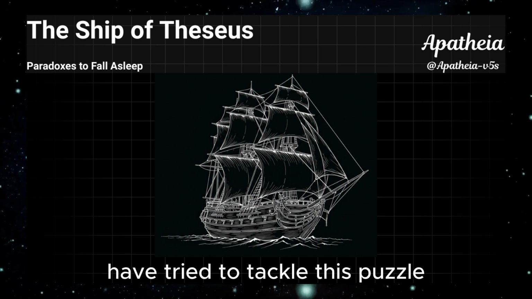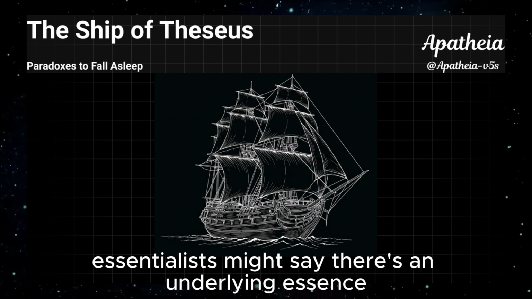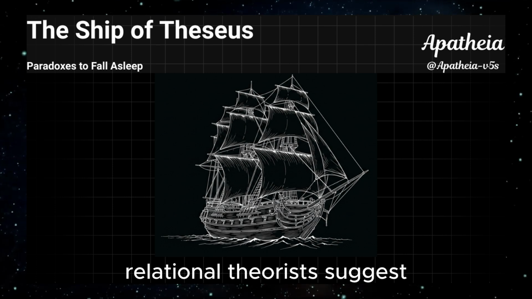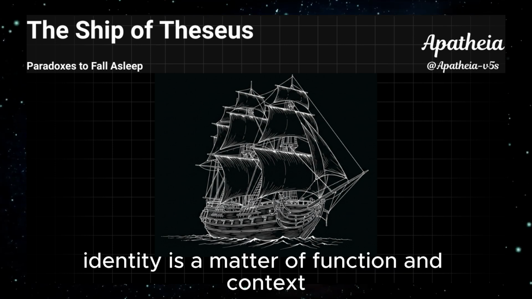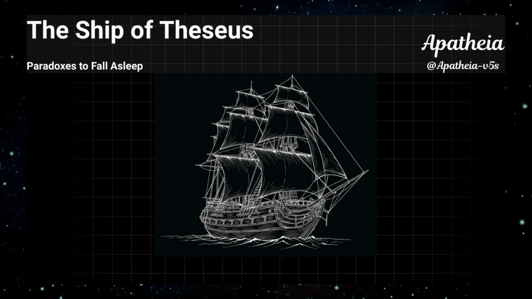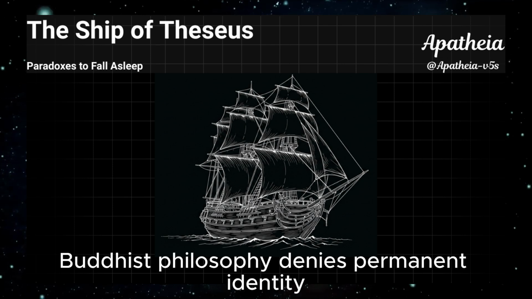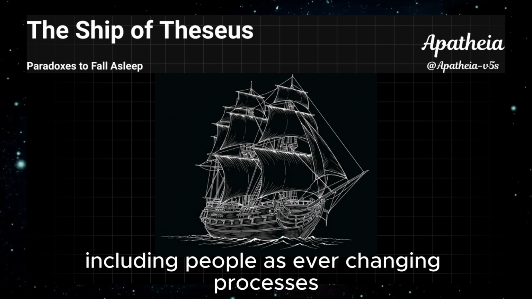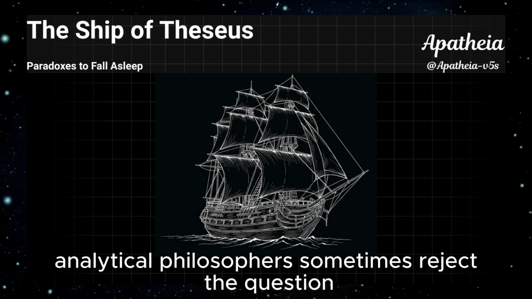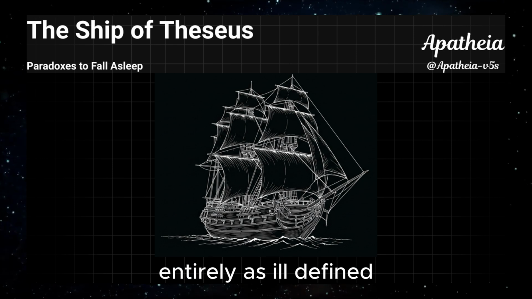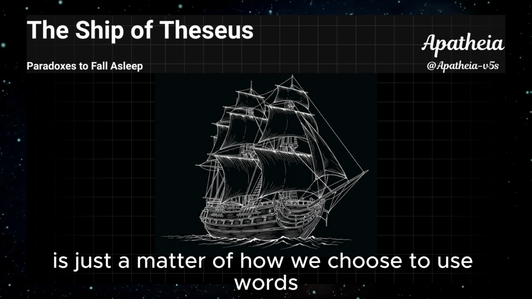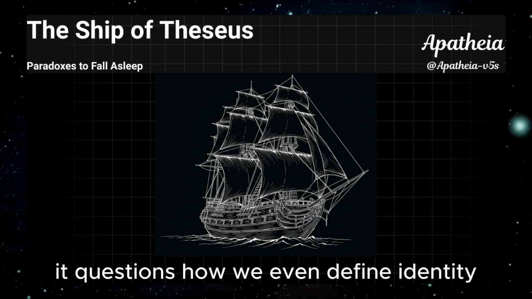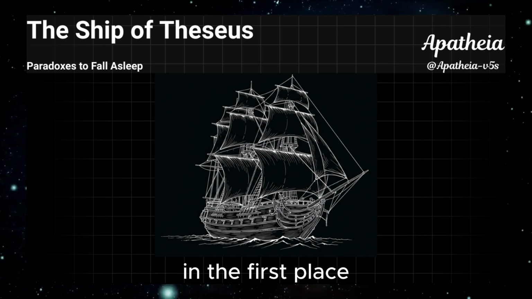Different philosophical traditions have tried to tackle this puzzle. Essentialists might say there's an underlying essence that makes something what it is beyond its parts. Relational theorists suggest identity is a matter of function and context, not just substance. Buddhist philosophy denies permanent identity altogether, viewing all things, including people, as ever-changing processes. Analytical philosophers sometimes reject the question entirely as ill-defined, saying identity is just a matter of how we choose to use words. So the paradox doesn't just question what something is, it questions how we even define identity in the first place.